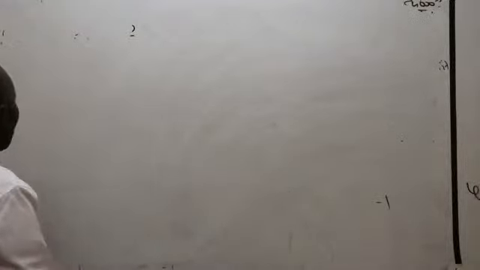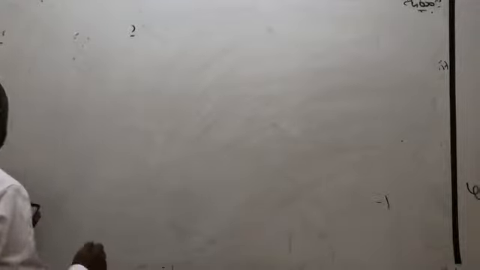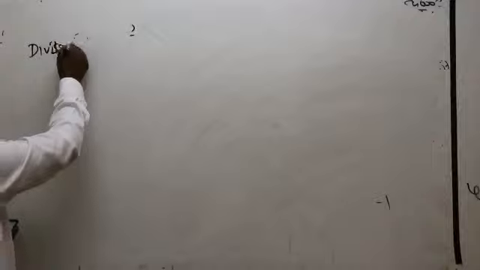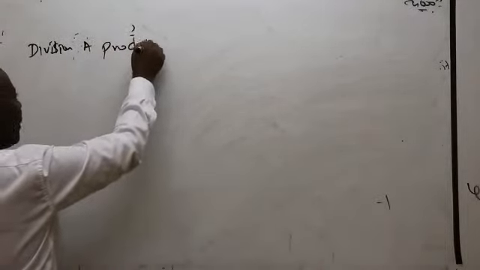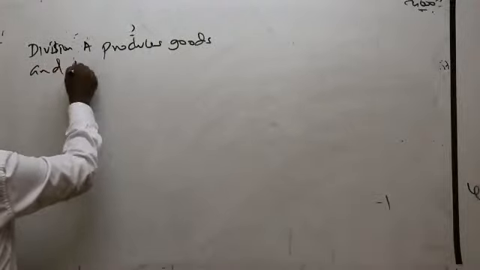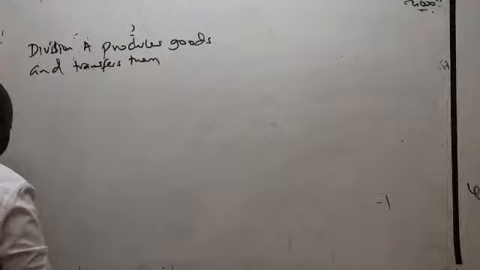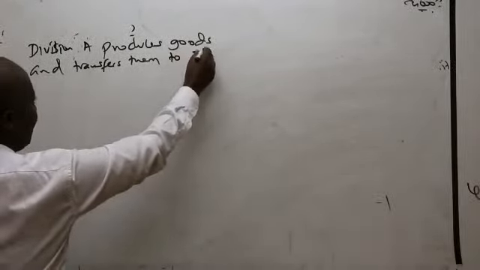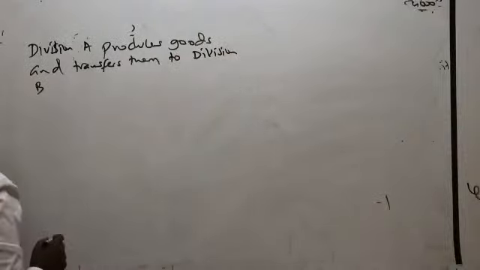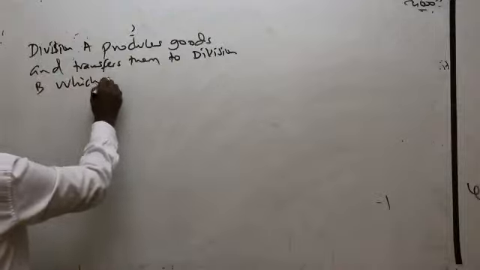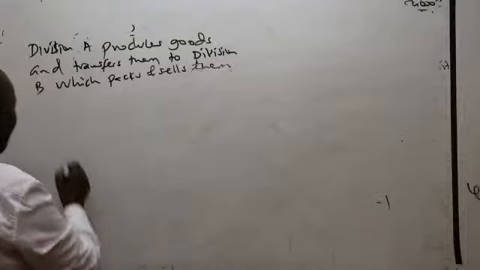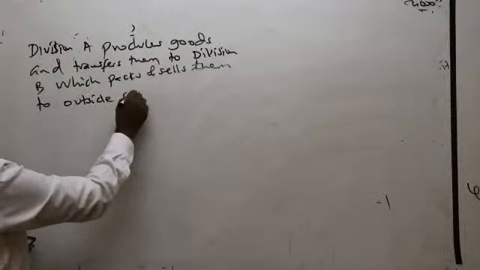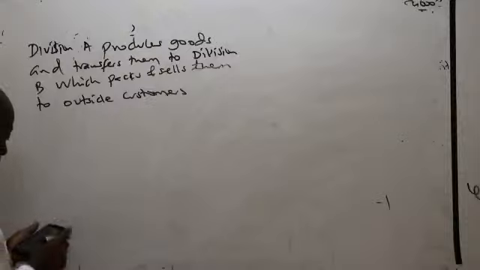So, illustration, quite a good example. Division A produces goods, and it transfers them to division B, which packs and sells them to outside customers.